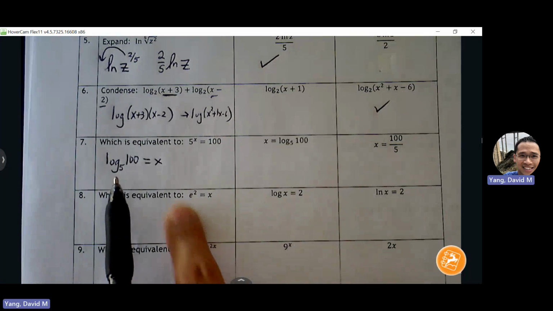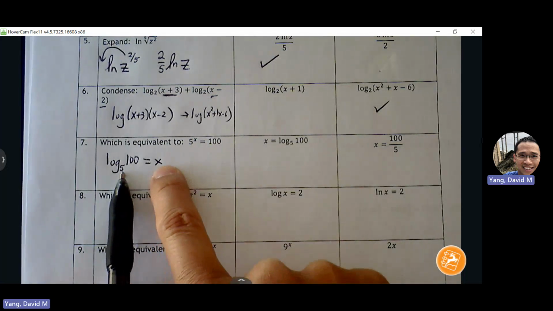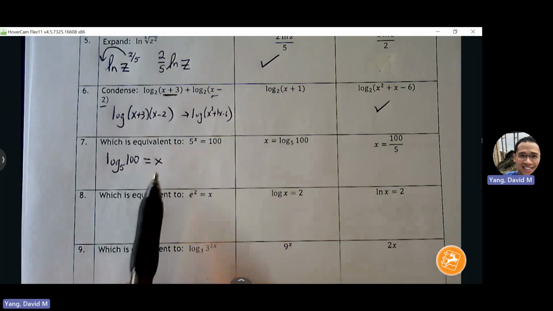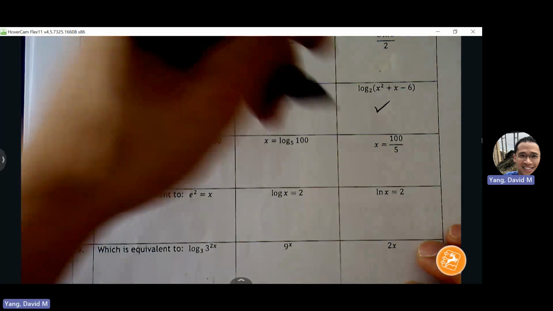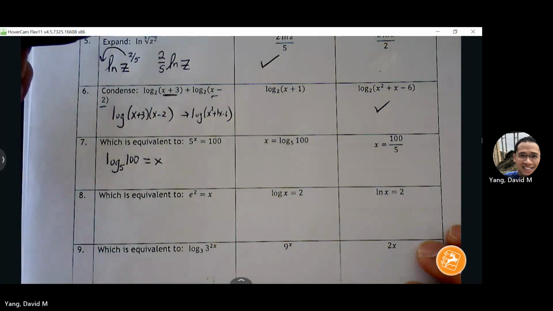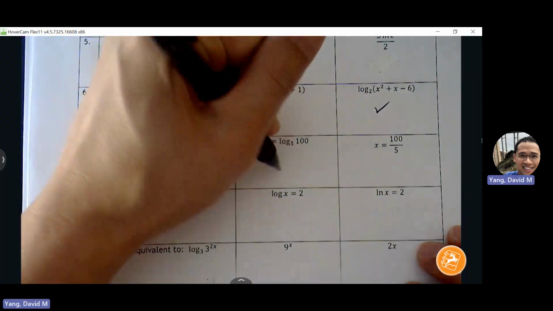We should be able to get from this log form back to exponential form as well. Base 5 raised to the exponent x equals 100. So it's always good to see if you can work your way back to your beginning. That way, this helps confirm that you're on the right track, that you made the correct adjustments with your expression.